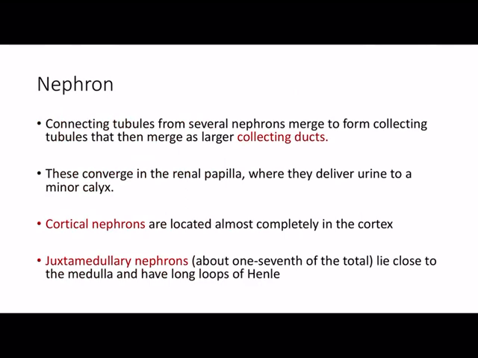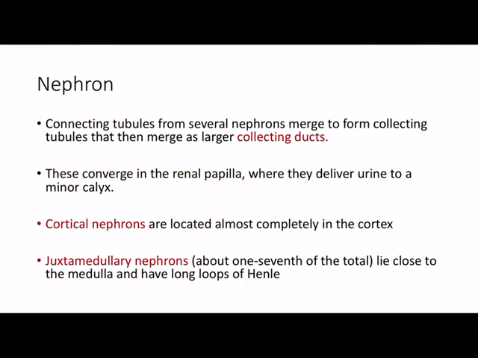Connecting tubules from several nephrons merge to form collecting tubules that emerge as larger collecting ducts. These converge into the renal papilla, where they deliver the urine to a minor calyx. Cortical nephrons are located almost completely in the cortex. So when you say cortical nephrons, both your renal corpuscle, your glomerulus, your Bowman's space, your Bowman's capsule, and your renal tubules are all located in your renal cortex.